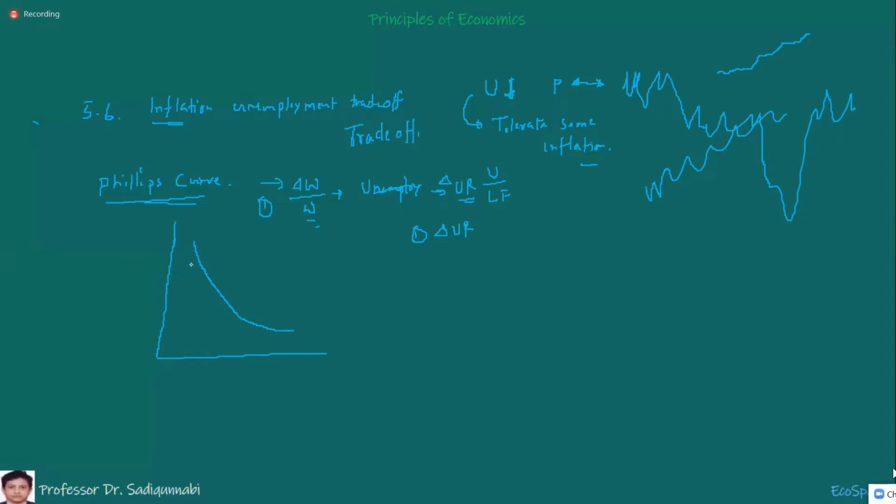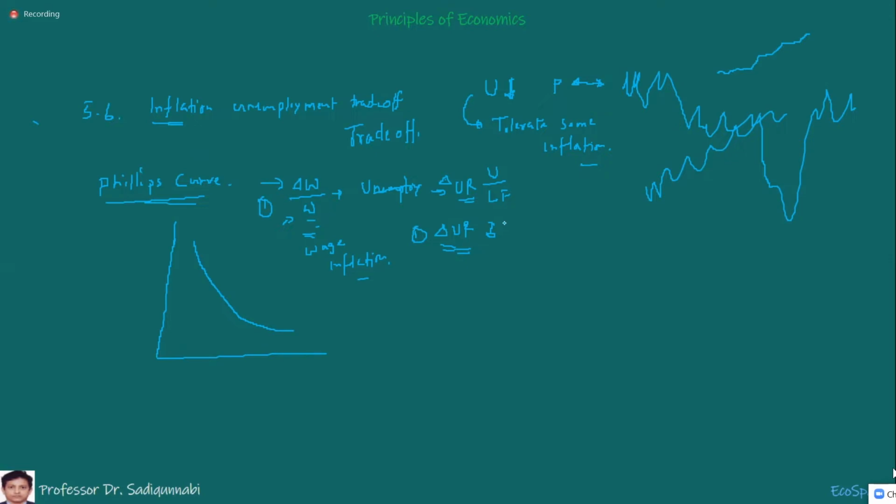So there is a negative relationship. If this increases, the unemployment rate goes down. So in order to reduce unemployment, this rate is wage inflation. This is called wage inflation. Wage inflation is the change in wages, and this is the change in unemployment rate.